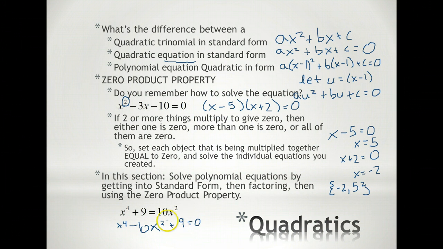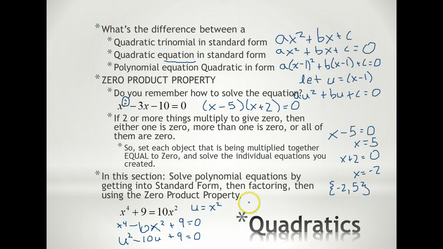Okay, so I need something raised to the second power and something raised to the first power. So that means my u, if I were to do u substitution, I would say u is equal to x squared. So replacing x squared with u would give me minus 10u plus 9 equals 0. And then if I take x squared and I square it, I get x to the fourth. So this must be u squared.